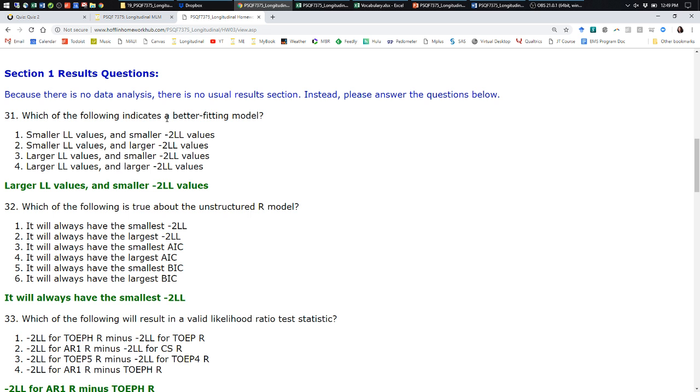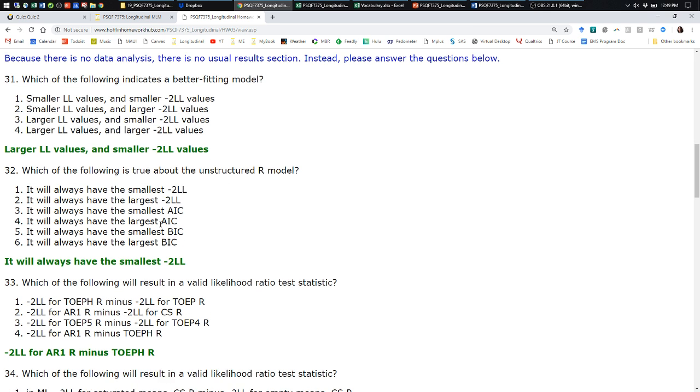So -2 log likelihood is what we're going to look at in Mixed in SAS, I think in lmer, in SPSS, and, no, not Stata. Stata and Mplus give log likelihood. So you just have to know which one you're looking at, but smaller is better for -2 log likelihood, bigger is better for regular likelihood.